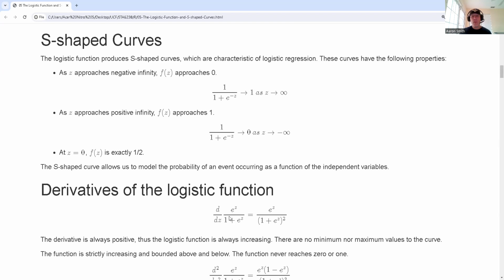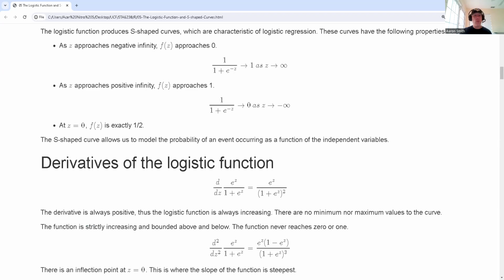If I take the derivative, and here I use the quotient rule, I've got something positive up top and something positive on the bottom. So it's a ratio of positive numbers, which is in fact a positive number. So I can see that the function is always increasing. And we'll notice that there are no minimums and no maximum values to the curve. So the function is strictly increasing and bounded above and below, because it never reaches 0 or 1.